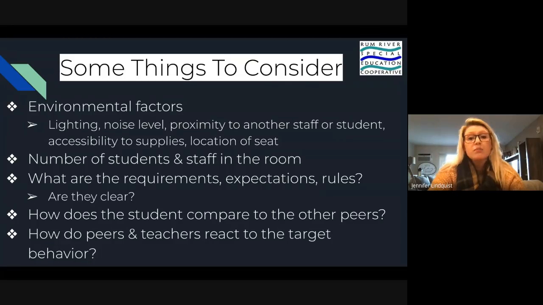And how does the student compare to other peers? Are we thinking that this peer is very disruptive, but a lot of the other students are as well? Sometimes it's nice to compare and see how equal or different the target behaviors are per target student and comparison peer. And how do peers and teachers react to the target behavior? Are we giving them a lot of attention for it, which might incidentally reinforce that behavior? Just some things to consider when observing different target behaviors.